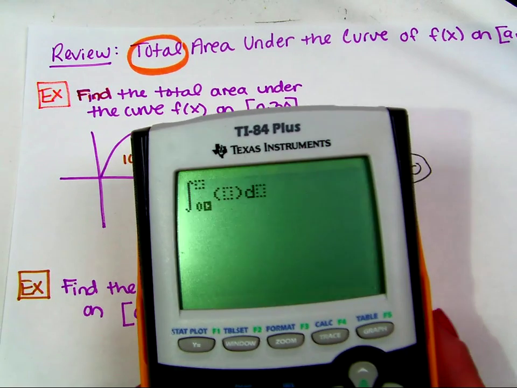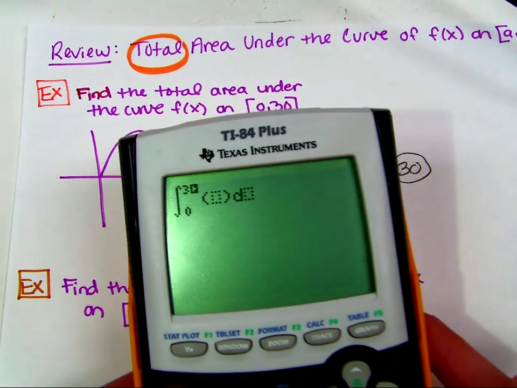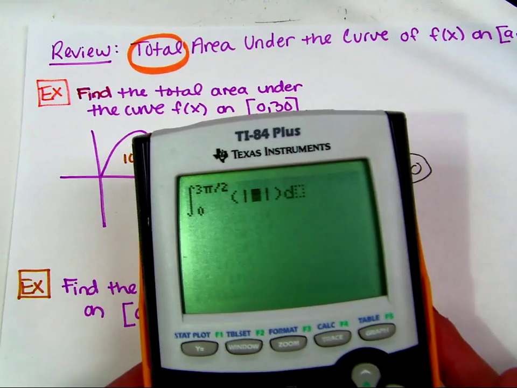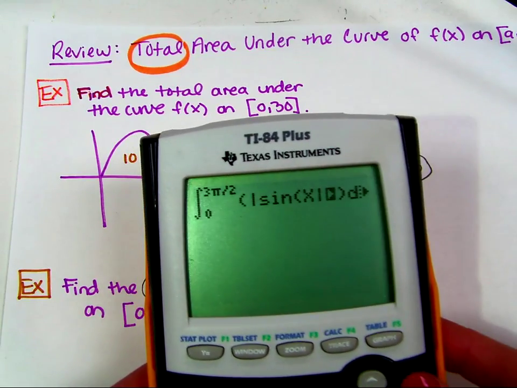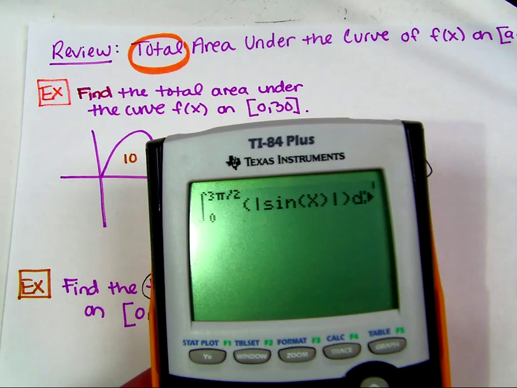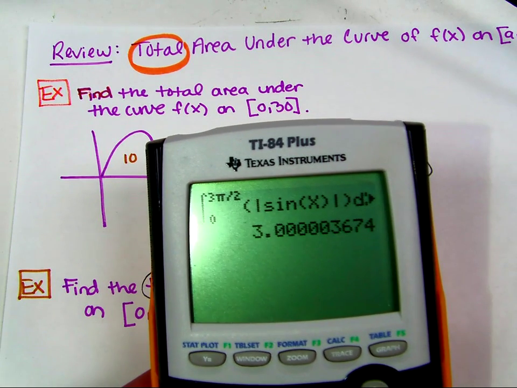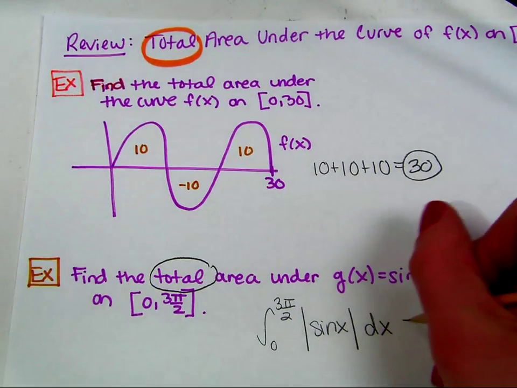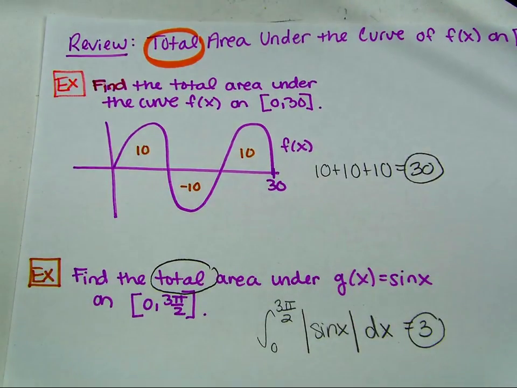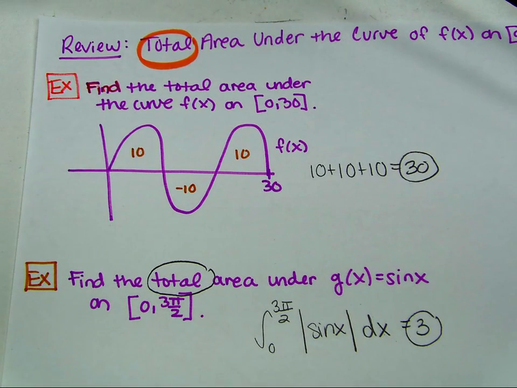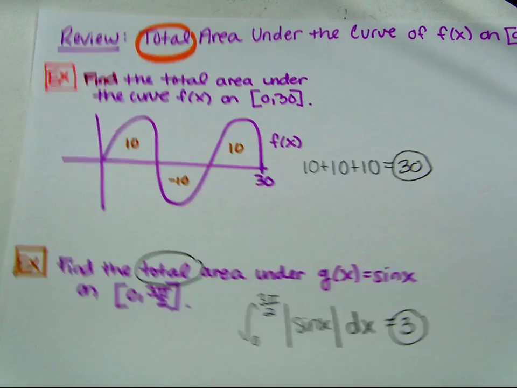All right, we're doing the integral from 0 to 3 pi over 2. We need absolute value signs in there. Type in our sine of x, put our x in there, and we get our answer is about 3. You guys could round that to 3 and get by. And again, that just takes all area there. Even though some of it would be negative, it takes it all and just counts it as all positive area for total area. All right, so those are really easy examples.